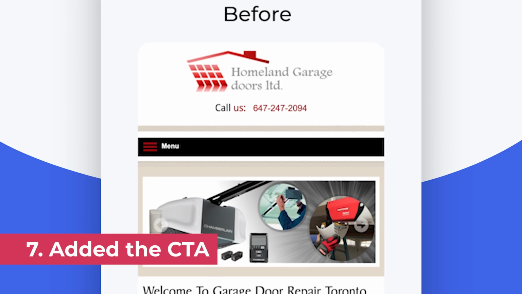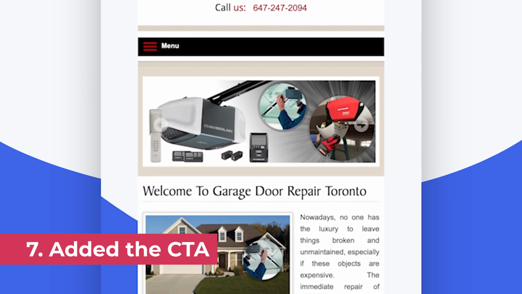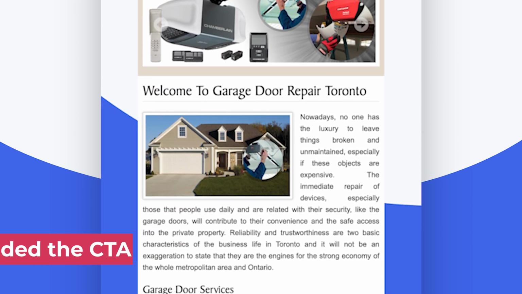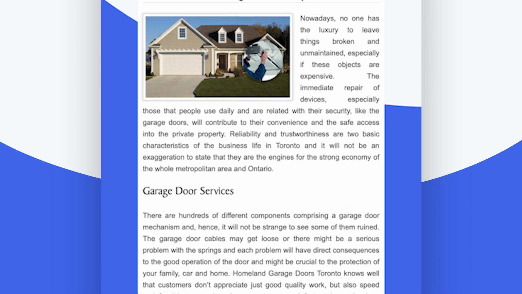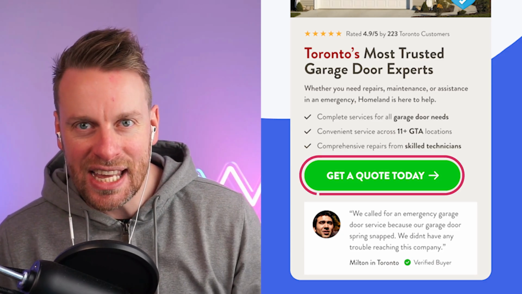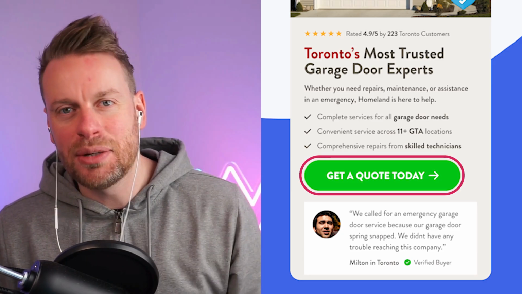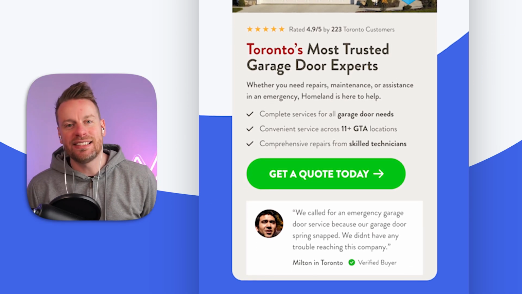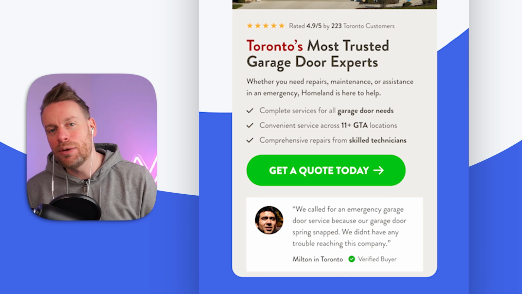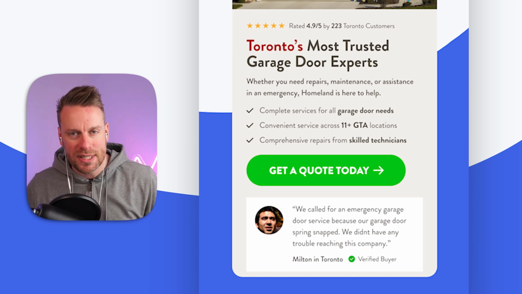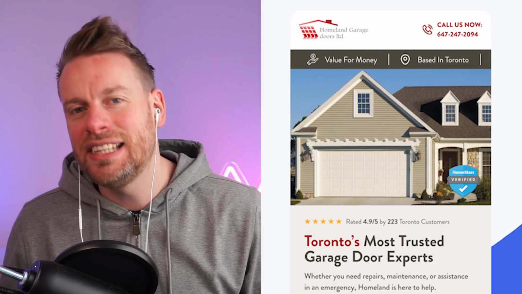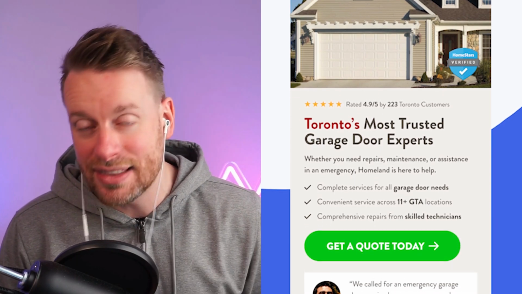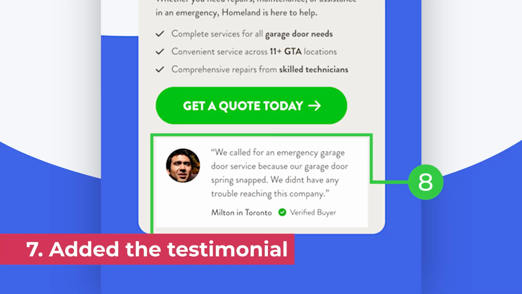Number 7, before you can't see any call to actions. Look over that page above the fold. There is no way of getting in touch beyond the number at the top. Now, there's a clear, informative, actionable call to action. It's full width, it's a different color that stands out, and it says, get a quote today with a directional cue. It's very informative. It tells the person how easily they can then get in touch with the company to get that quote.